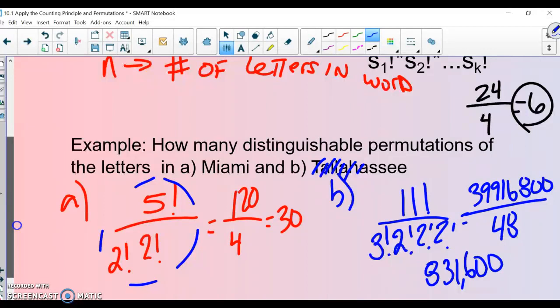And lastly, we covered distinguishable permutations, which would be something like rearranging the letters in a word where there are repetitions of any given letter in the word. So that's 10.1. Have fun out there.